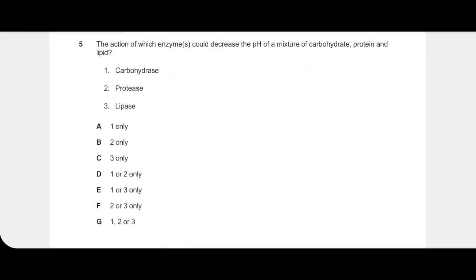Question number 5. The action of which enzymes could decrease the pH of a mixture of carbohydrates, proteins, and lipid? So 1 is carbohydrase, 2 is protease, 3 is lipase. So those are the 3 enzymes: carbohydrase, protease, lipase. So carbohydrase breaks down carbohydrates into sugars. Sugars don't have any effect on pH, so we can eliminate 1.